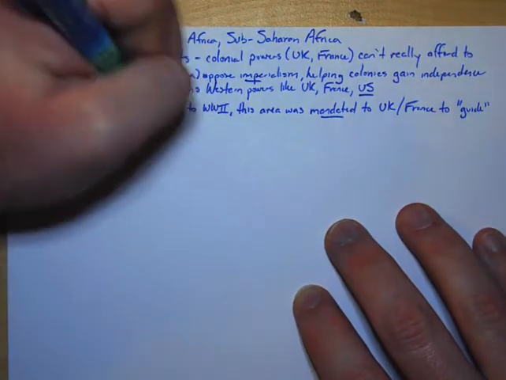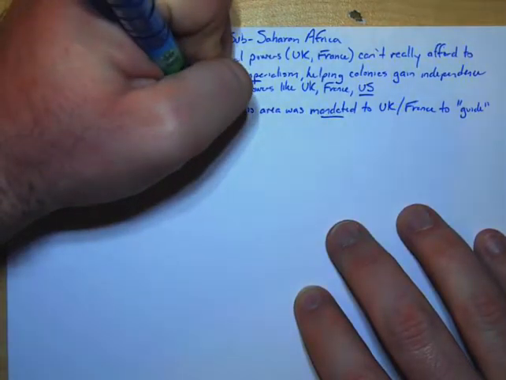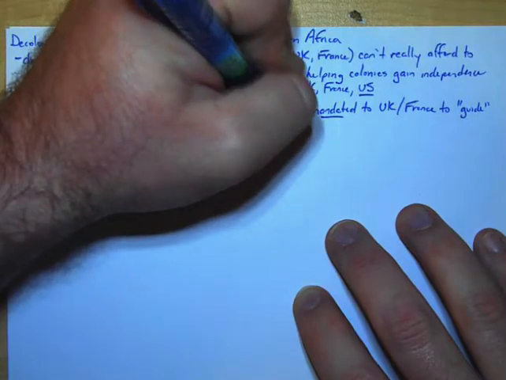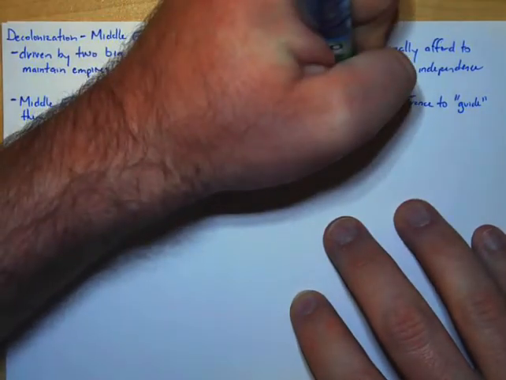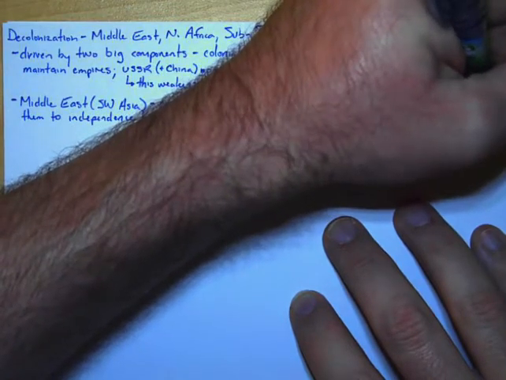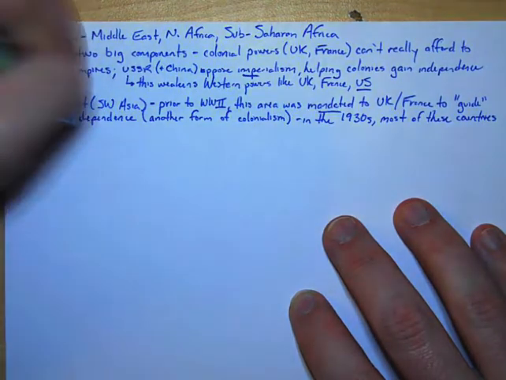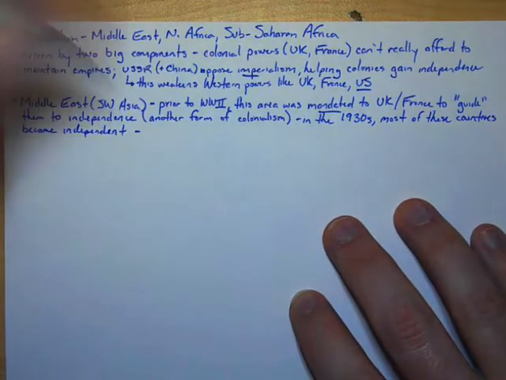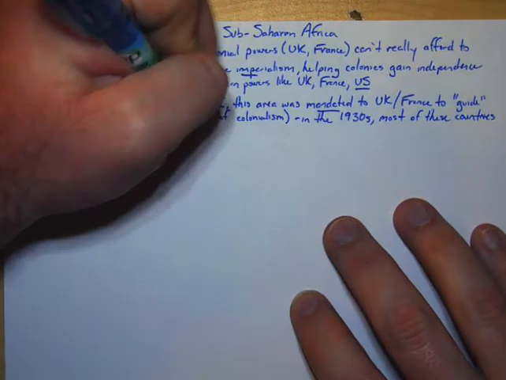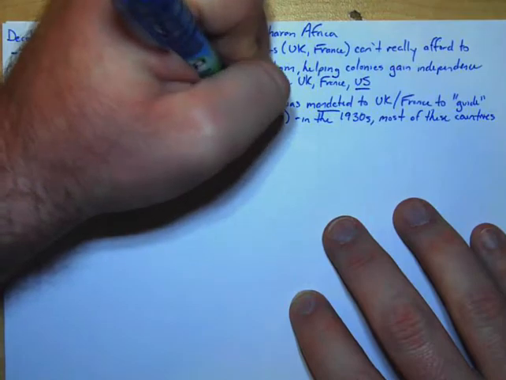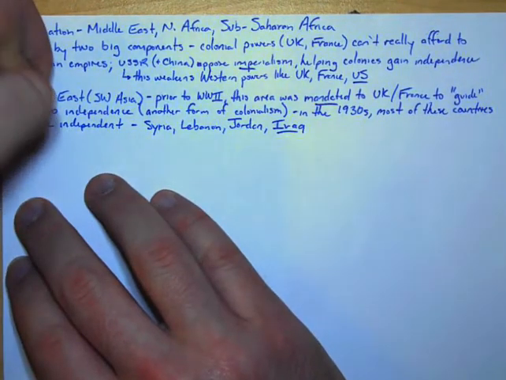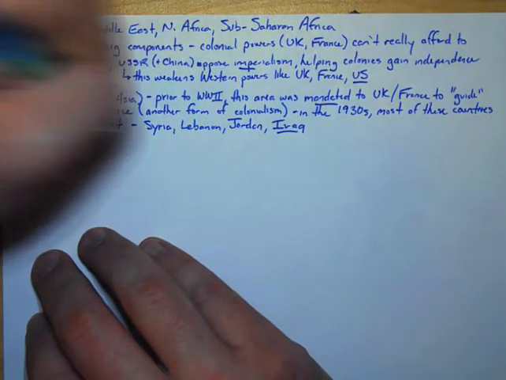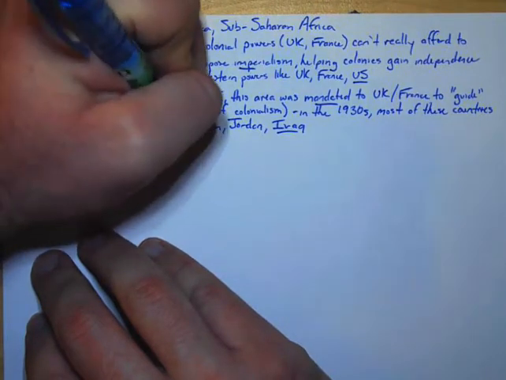And remember, at the time, we kind of thought of this as another form of colonialism. So during the interwar period in the 1930s, most of these countries became independent. So we'll list a few of them here: Syria, Lebanon, Jordan, and one in particular that we're going to take a closer look at here is Iraq. So Iraq became independent in 1932.